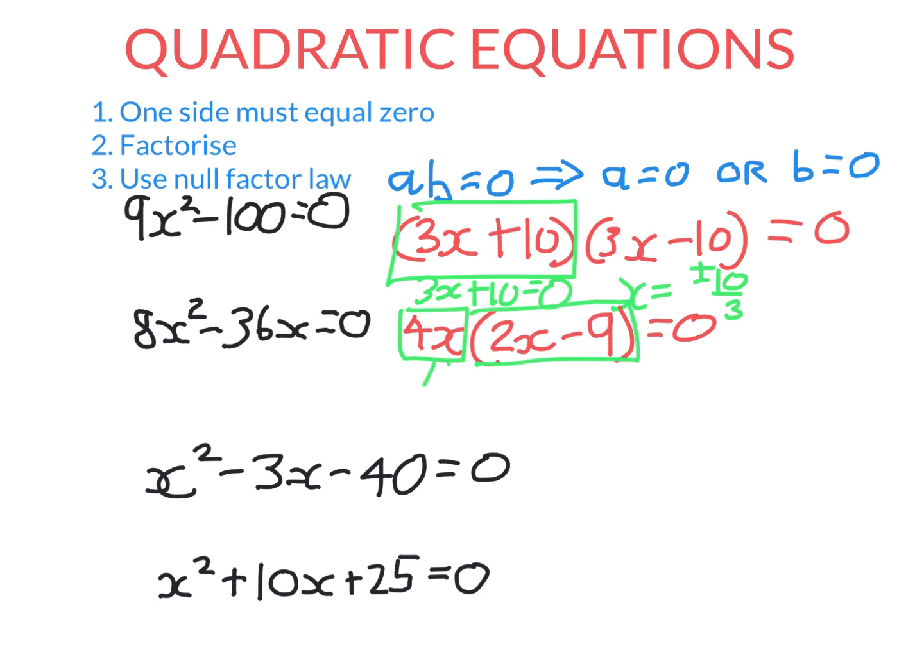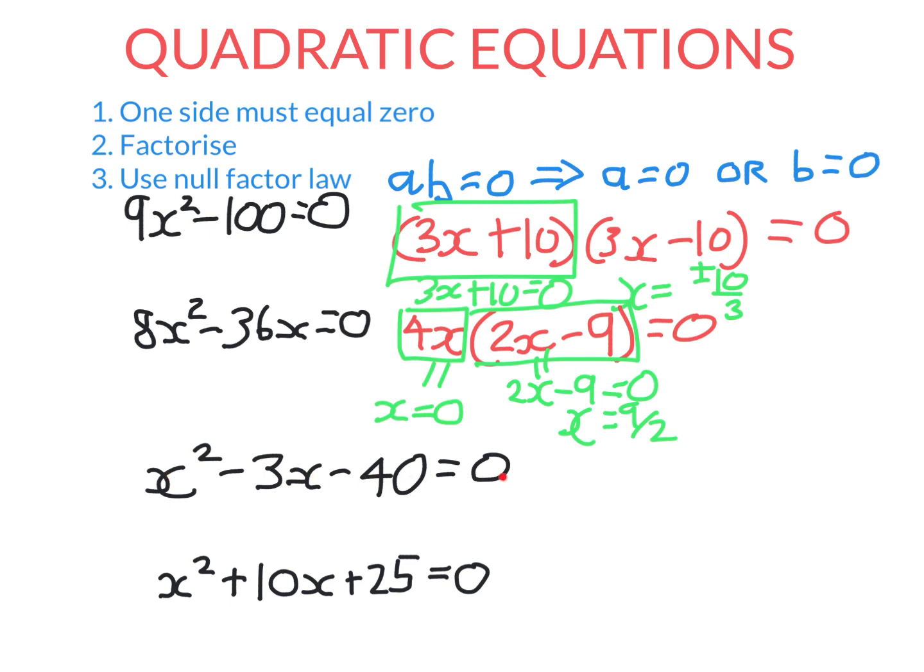We've now written it as something times something equals 0. So null factor law tells us either the first something equals 0, so 4x equals 0, x is 0, or the second something equals 0. Now, if 2x minus 9 equals 0, this is a linear equation. You just add 9 and divide by 2, and you get the solution x equals 9 over 2. So then we're done.